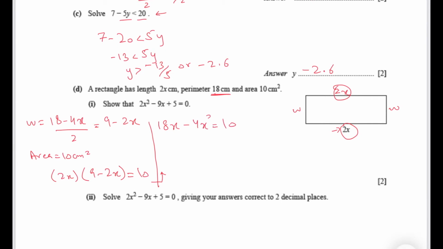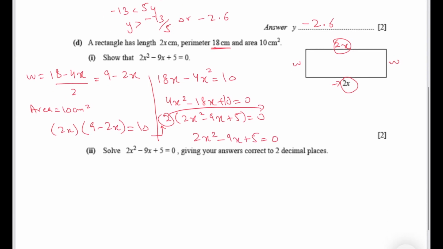If you bring everything to the right side so that x squared becomes positive, the equation becomes 4x squared minus 18x plus 10. This should be equal to 0. Then I take the common number from the equation out, which is 2 in this case. So you get 2x squared minus 9x plus 5 equal to 0. So this 2 goes to the other side, and the final equation that you're left with is 2x squared minus 9x plus 5 is equal to 0. I hope this made sense.